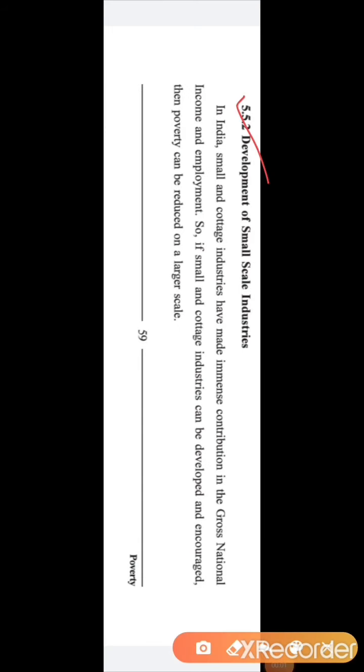Now the second is the development of small scale industries. In India, small scale and cottage industries have made an immense contribution to gross national income and employment. So here it is said that small scale and cottage industries make a good contribution to the gross national income of the country, and most people are employed in them. So if small scale and cottage industries can be developed and encouraged, then poverty can be reduced on a large scale.